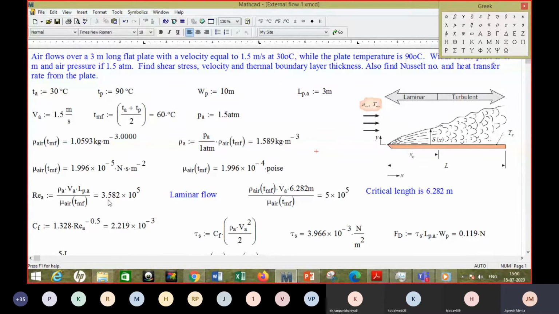This comes out to be 3.5 × 10^5. So it is laminar, right? It has not exceeded 5 × 10^5. Okay. Now, one question was what will be the critical length of the plate? What would be the critical length of the plate?